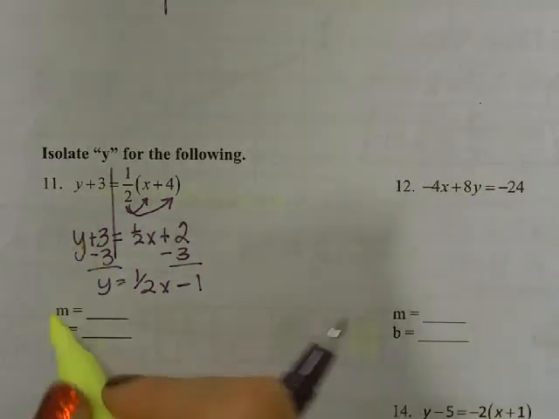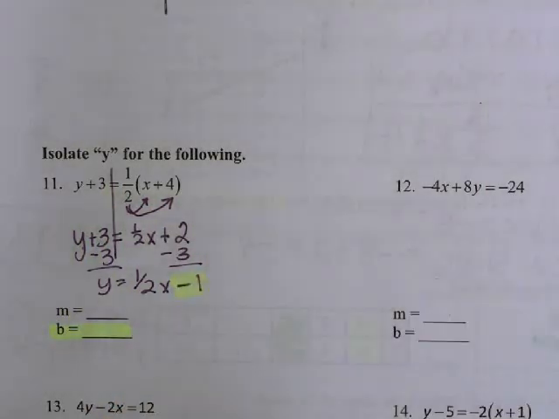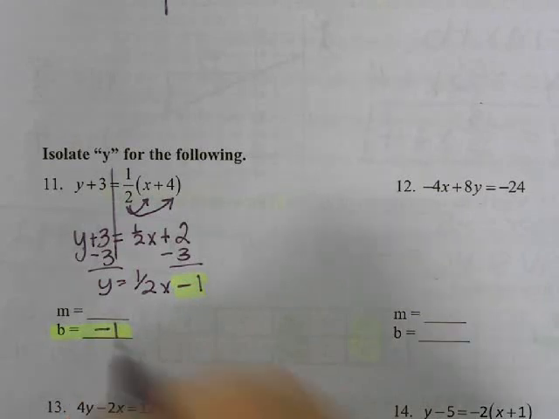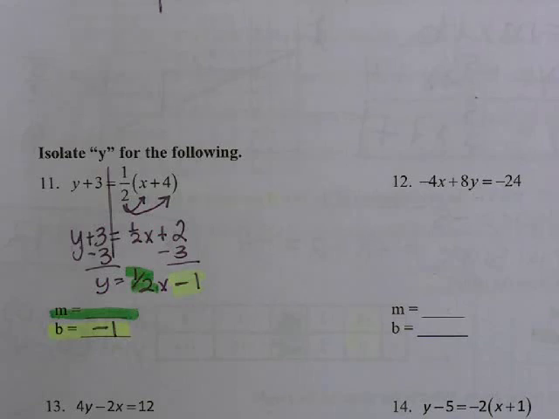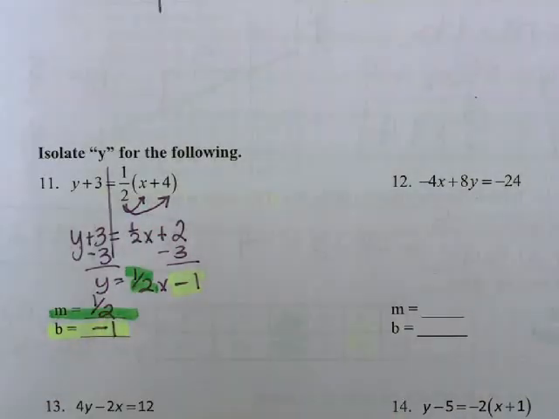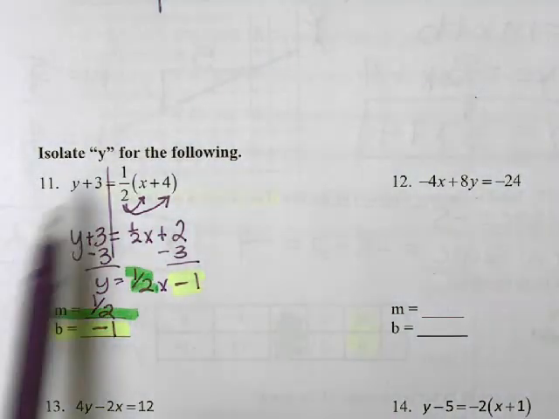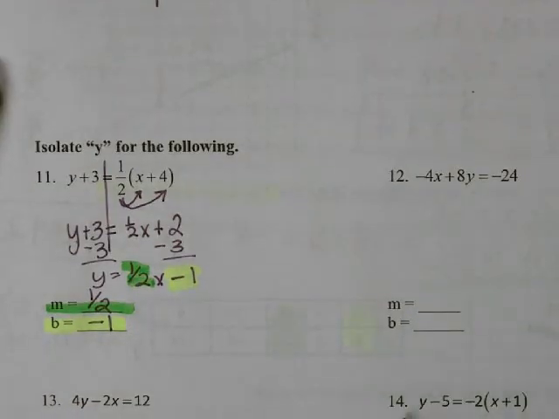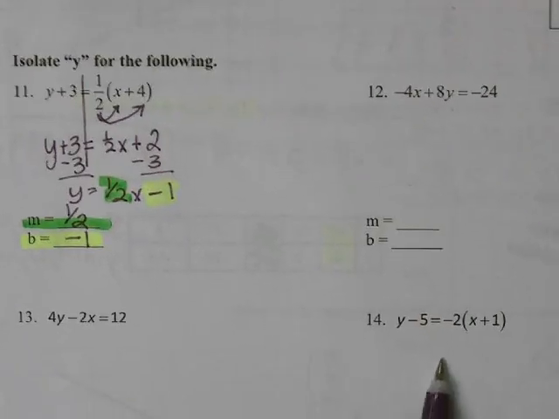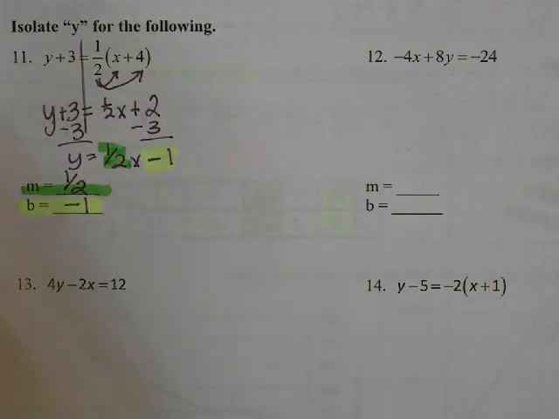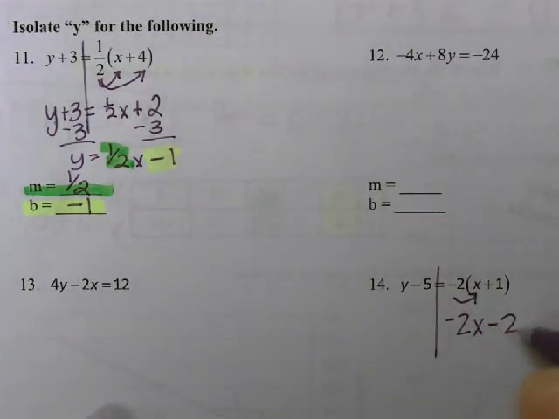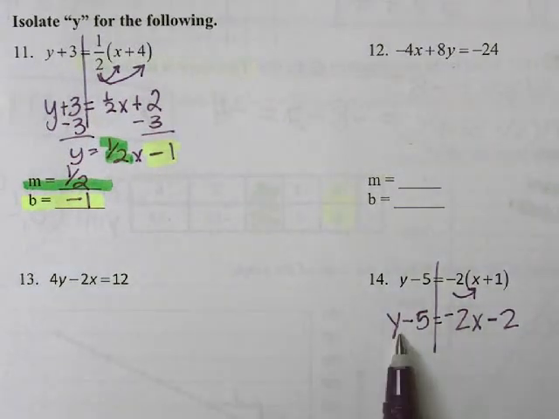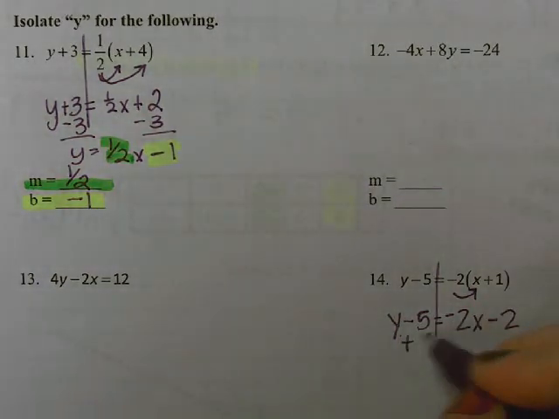Remember, m is going to be the number next to x, and b is going to be the number we add or subtract at the end. So b is -1, and m is 1/2. Okay? Alright, this is called point slope form. I'm going to do number 14 next, just so that we can do the two problems that match up with the same steps. So the first thing you do is you distribute. -2x minus 2 equals y minus 5. And then you're going to go ahead and get the y all alone. We've got to add that 5 to both sides.